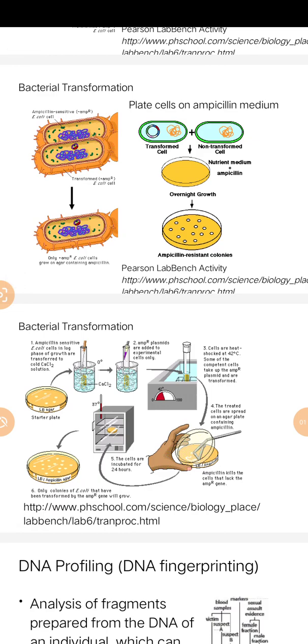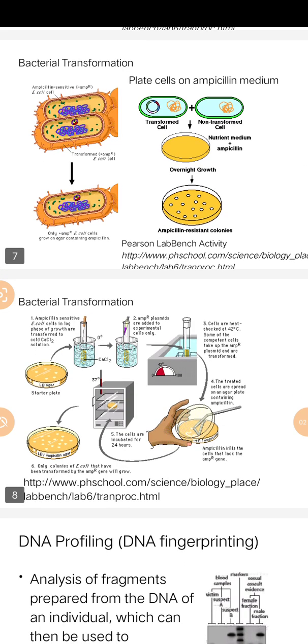The cells that are transformed with the plasmid grow on the media, while the other cell that is not transformed with the plasmid is unable to grow on the ampicillin media.